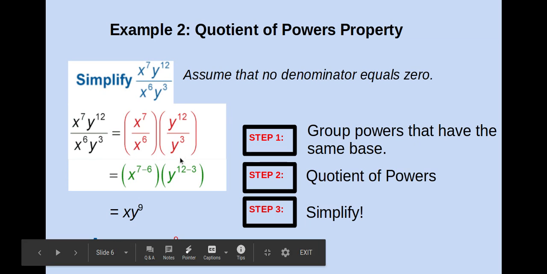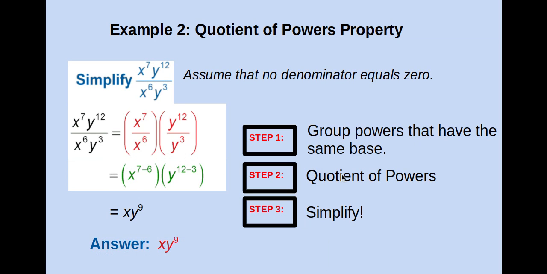Now for step 2, you can tell that it's in green, so it's a different color, and now it's going to be quotient of powers. So we're going to be doing the exact same thing we've been doing in all of our past examples, which is just subtracting.